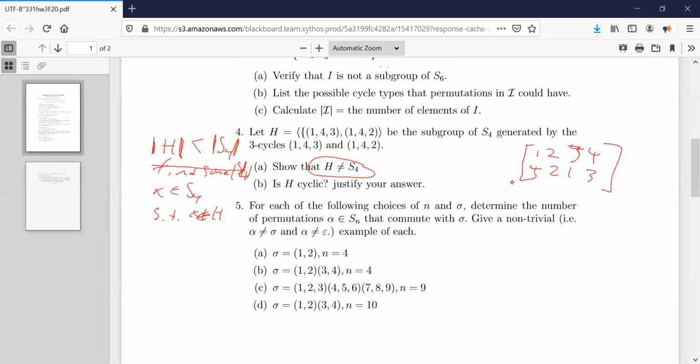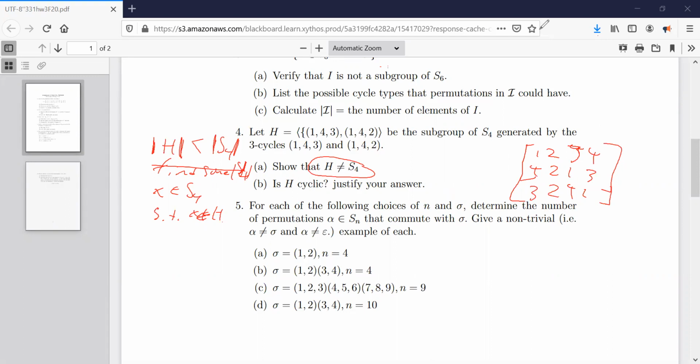What happens if we compose this guy with itself? What do we get? So 4 goes to 3. 2 goes to 2 still. 3 goes to 4. And 4 goes to 1. Right, and then if we were to compose this guy with itself a third time, then we would get back to the identity, correct? Correct.